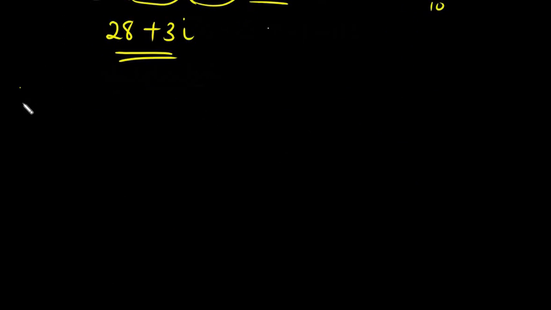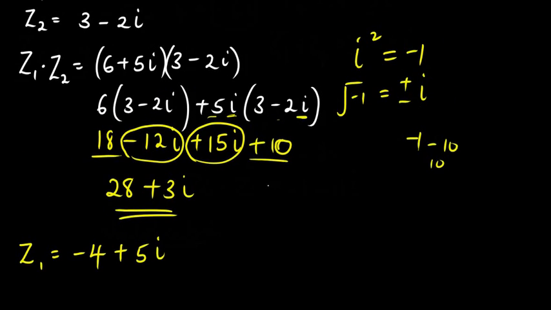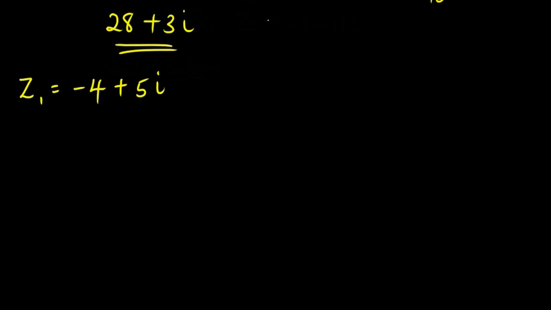Let's have Z1 as negative 4 plus 5i, and then Z2 as 7 plus 2i. Okay, so you can maybe pause the video and try to work it out yourself and then confirm whether what you did is actually the correct thing.